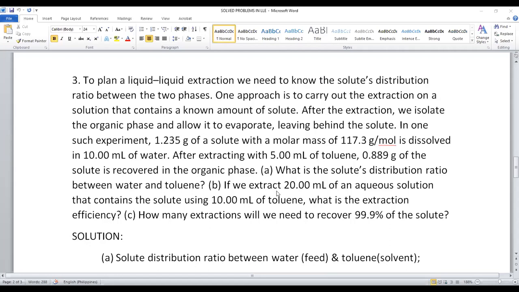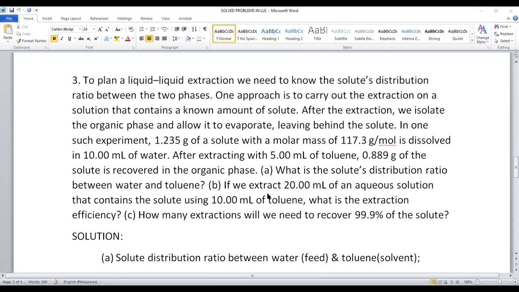Now, if we extract 20 ml of an aqueous solution that contains the solute, so this time you have this scenario that you use 20 ml, not 10 ml of water, of this aqueous solution that contains the solute, using 10 ml of toluene, so increase the toluene, what is the extraction efficiency? How many extractions will we need to recover 99.9% of the solute? Okay, so 3 questions in this case.